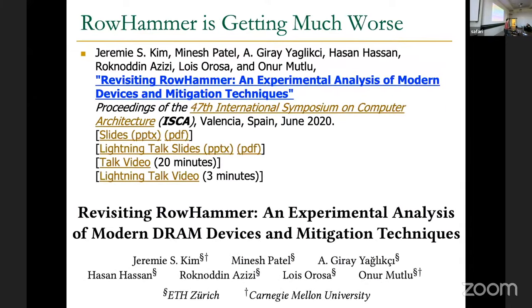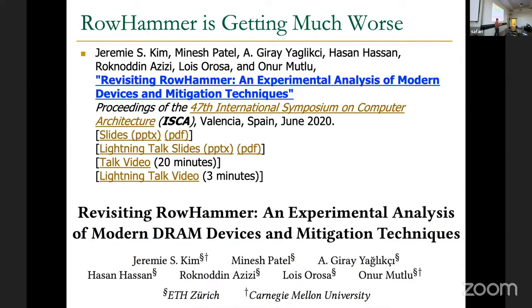Okay, but basically, we wanted to re-examine RowHammer and figure out really what's going on. Are the DRAM manufacturers correct? Did they solve the problem? Or is this problem actually fundamentally easily solvable? Those were the two questions that we wanted to ask. And this first paper looks at the second question. Is this problem fundamentally solvable?